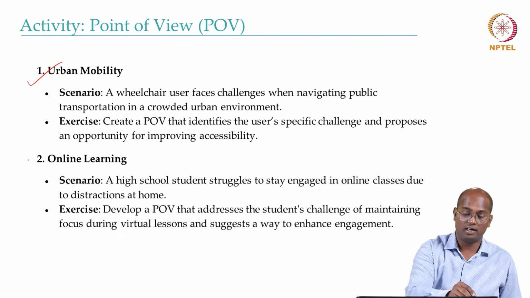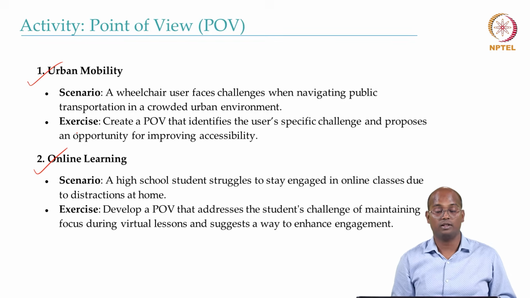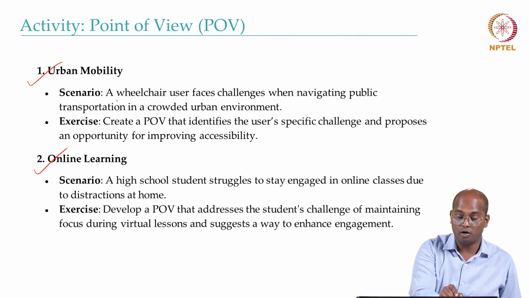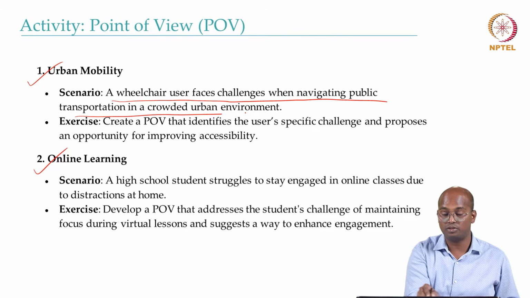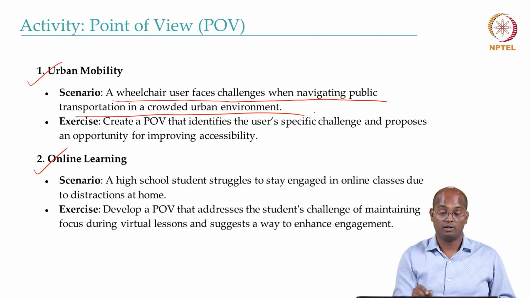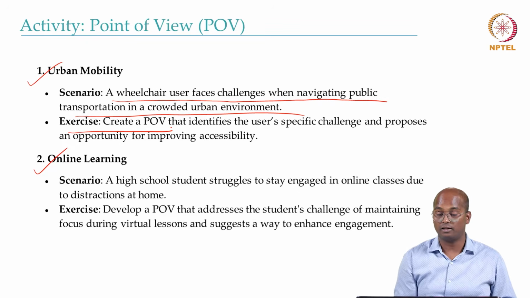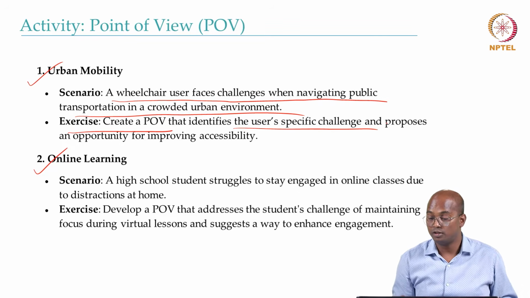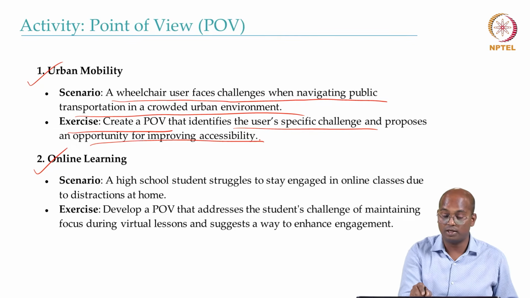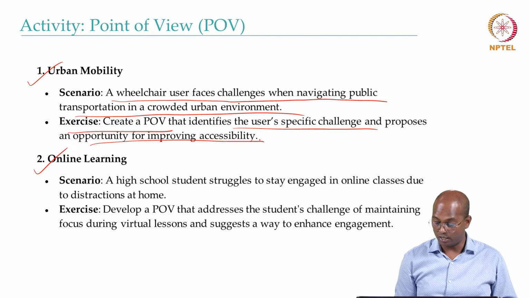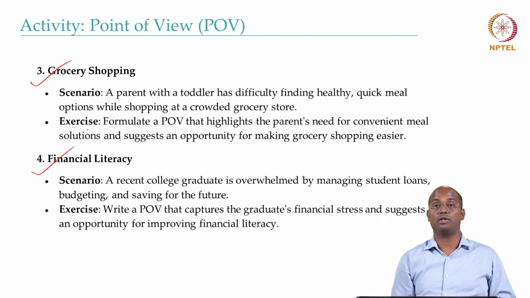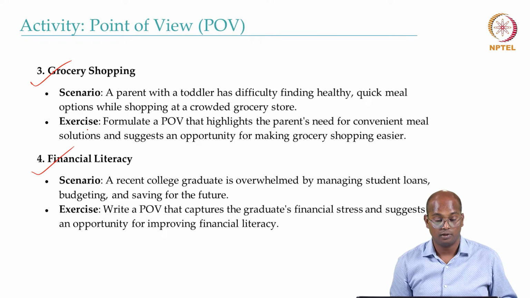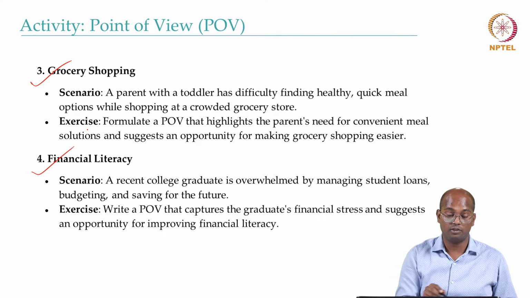As an activity, I would like you to, given a scenario of a wheelchair user who faces challenges when navigating public transportation in a crowded urban environment, make a POV for that, that identifies the user specific challenges and proposes opportunity for improving accessibility. Similarly, for online learning, grocery shopping, and financial literacy, you can go ahead and complete this POV for the given scenarios.